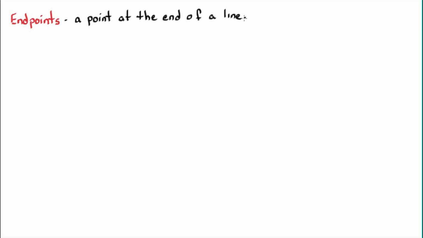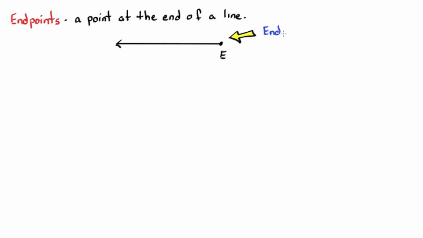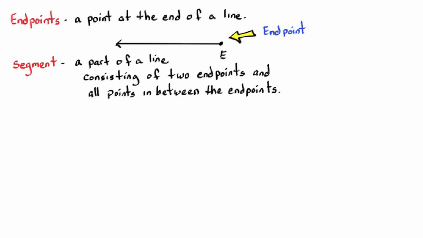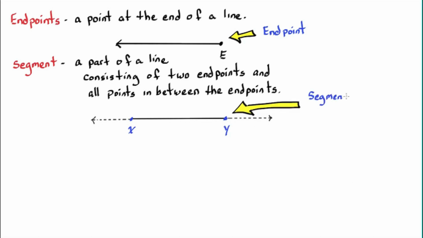Endpoint: a point at the end of a line. So here I have point E, and it is the endpoint of this line. Segment: a part of a line consisting of two endpoints and all points in between the endpoints. So here I have points X and Y, and the segment consists of all points in between.